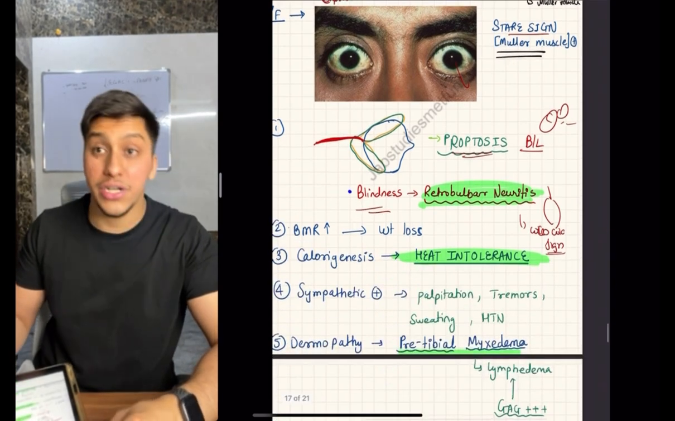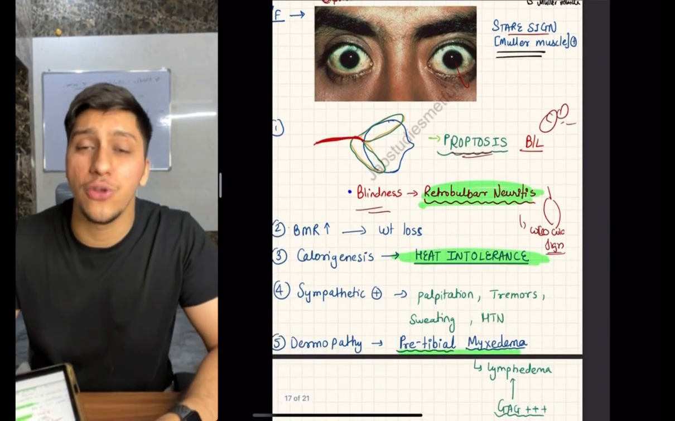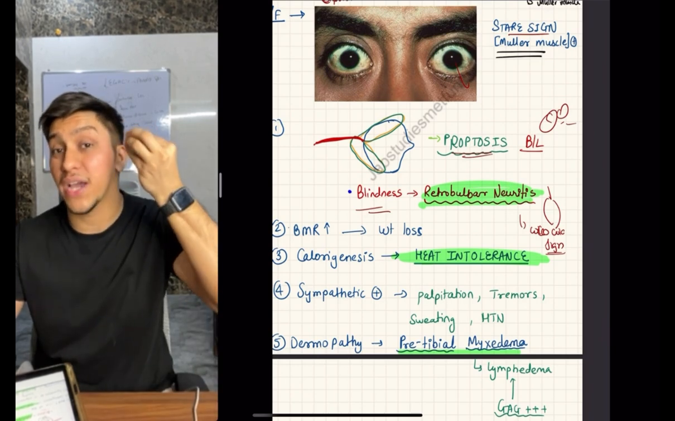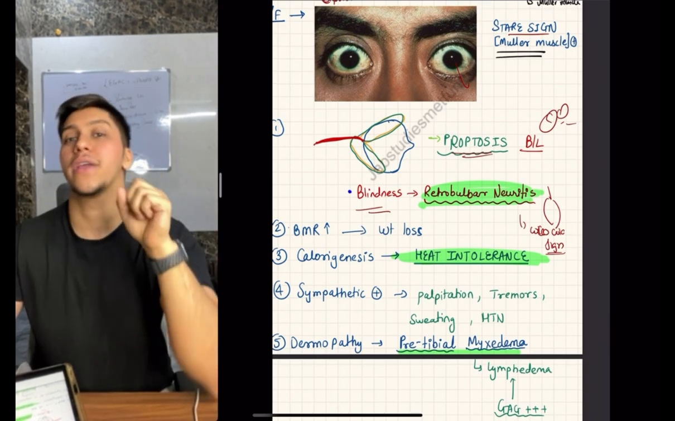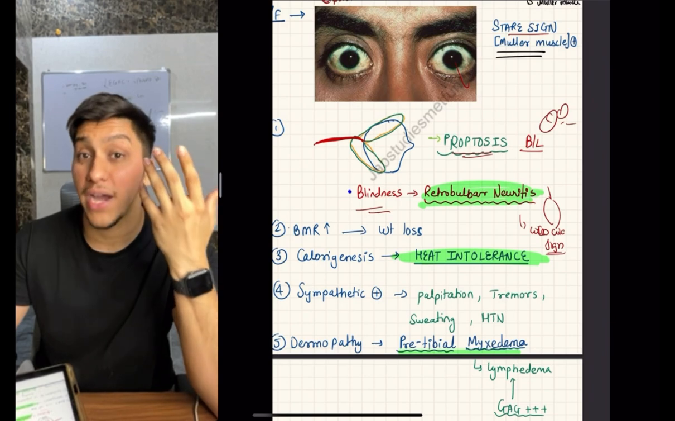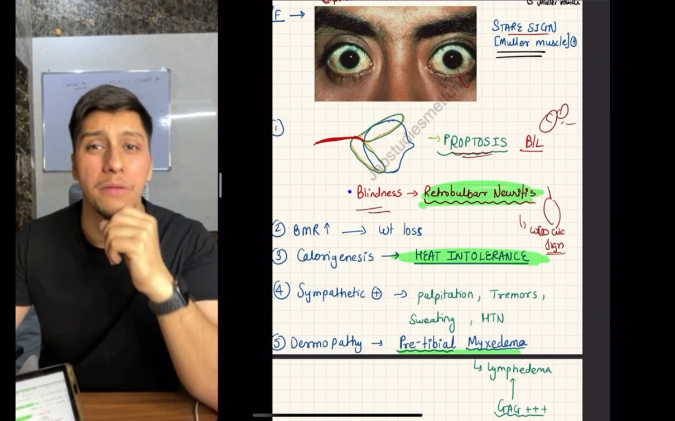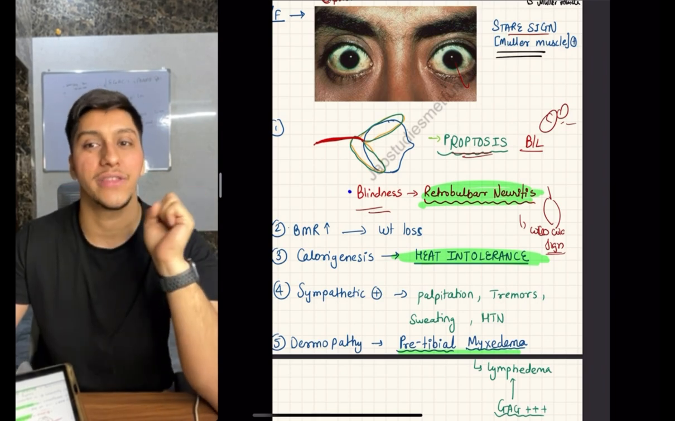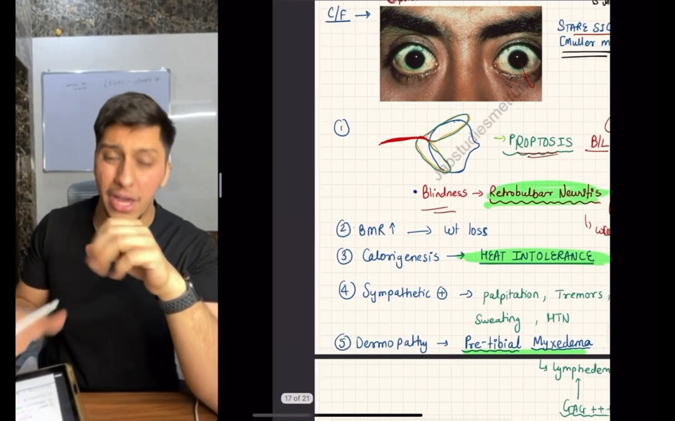You will have another condition, you can see the eyes are popping out, that is known as proptosis. The reason for proptosis is the inflammation caused behind the eye, which pushes it out. Because of the inflammation behind the eye, it can cause retrobulbar neuritis, and retrobulbar neuritis causes blindness in hyperthyroid patients.